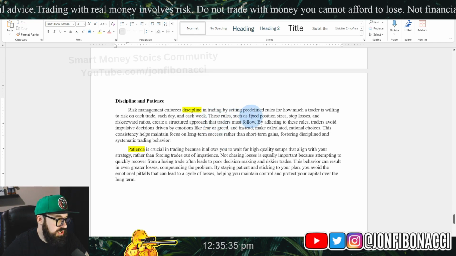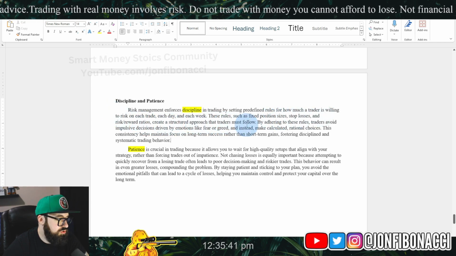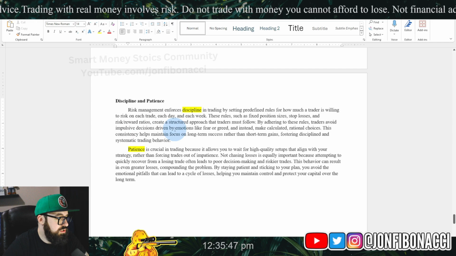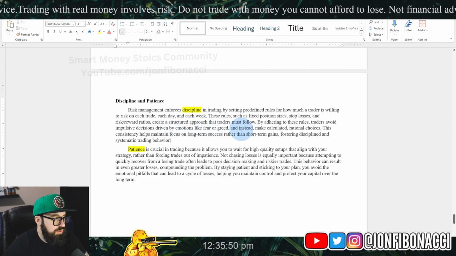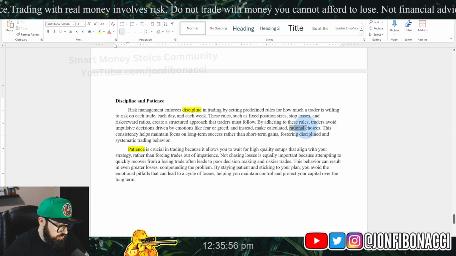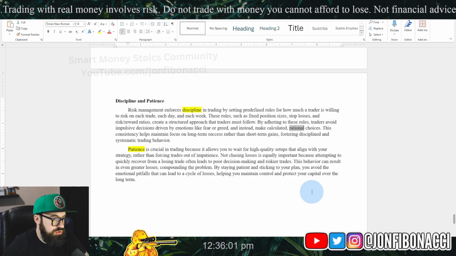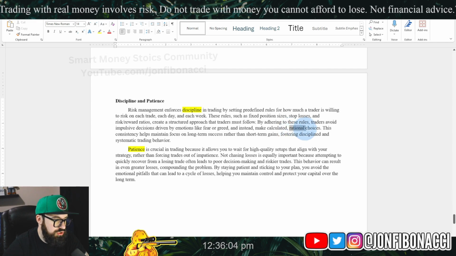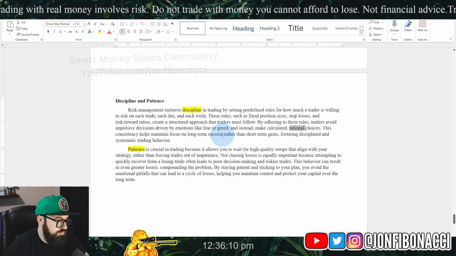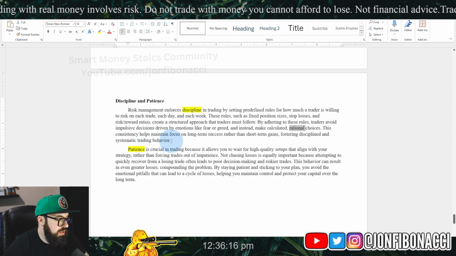These rules, such as fixed position sizes, stop losses, and RR, create a structured approach that traders must follow. By adhering to these rules, traders avoid impulsive decisions driven by emotions like fear or greed, and instead make calculated, rational choices. There's that R word, rational. The Stoics use that a lot. The rational person, the irrational person. And we want to be rational. We want to make rational choices. This consistency helps maintain focus on long-term success rather than short-term gains, fostering discipline and systematic trading behavior.